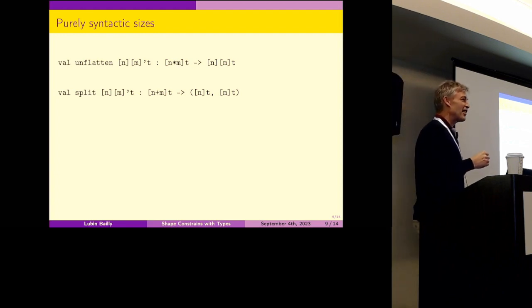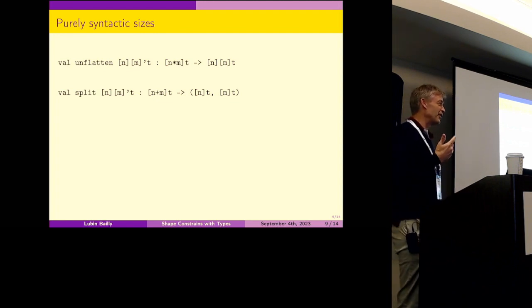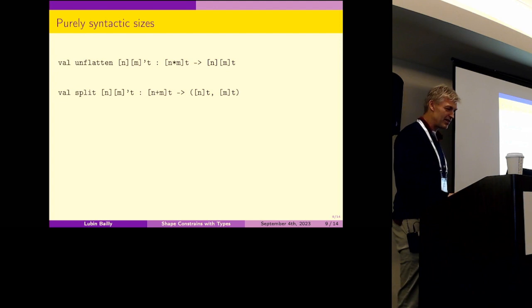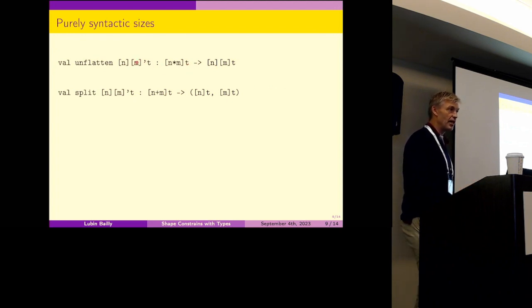For instance, in Futhark now unflatten has been re-specified to be of the type specified here. So if you give something to unflatten which has size n times m, t, then that will give you back a two-dimensional array, n by m, t. Well, it's only unflattening the outer two dimensions, so t itself might again be an array, right?